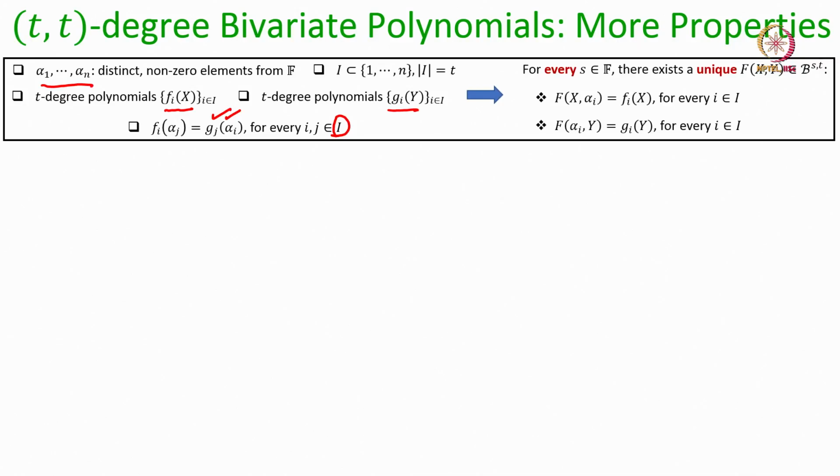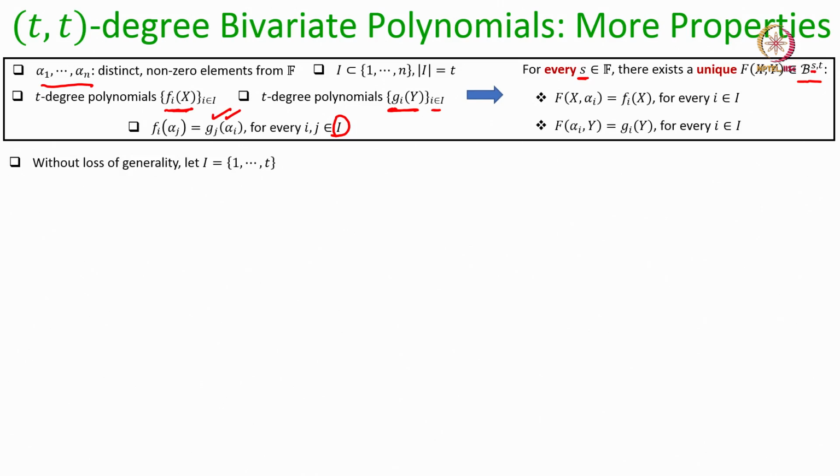Then the claim is that for every element s from the field, there is one and only one bivariate polynomial of degree t in both the variables, with that s being the constant term and which passes through the x and y univariate polynomials corresponding to the indices in your index set I.